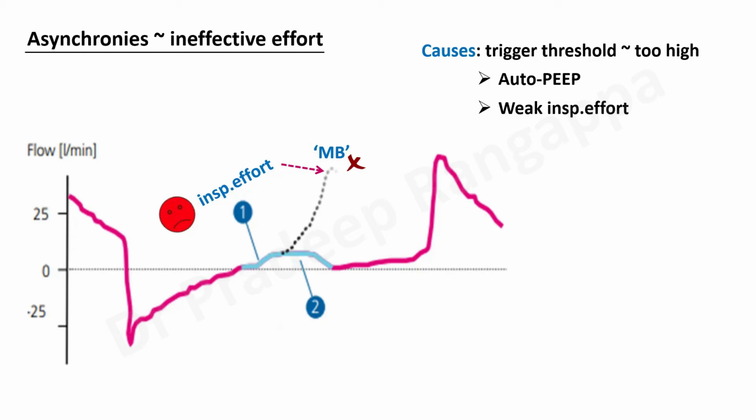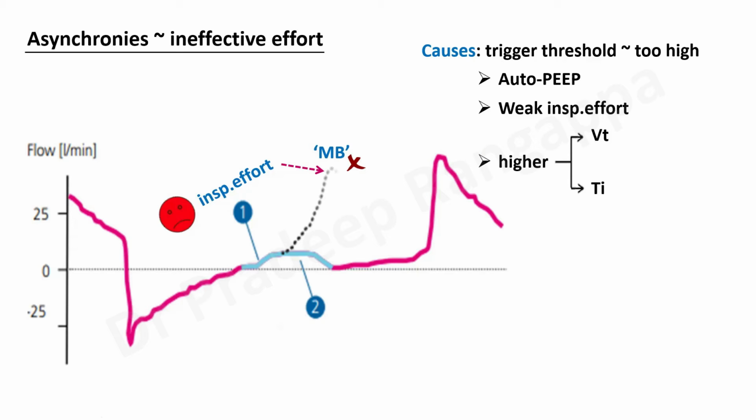So when the trigger thresholds are high, auto PEEP is there. Inspiratory effort is very weak, which is not sensed by the ventilator to trigger the mechanical breaths, or there is higher tidal volume or higher inspiratory time. And as I said, this is very intuitive for the audience. You don't have to memorize this. When I say there is auto PEEP, what are the reasons? You have short expiratory time, you have increased tidal volume, and you have increased inspiratory time, isn't it?